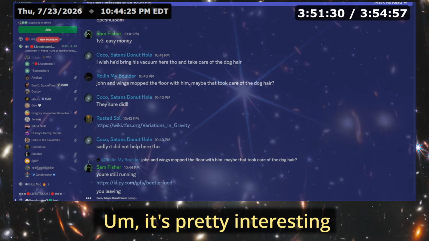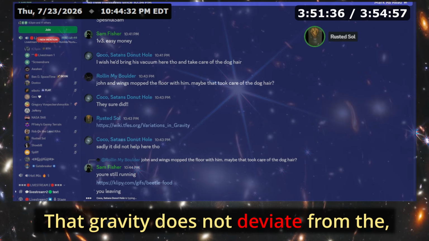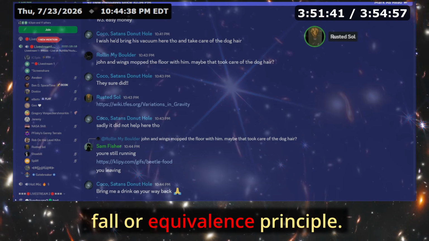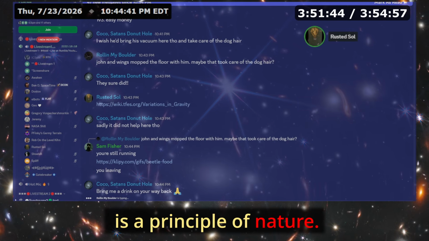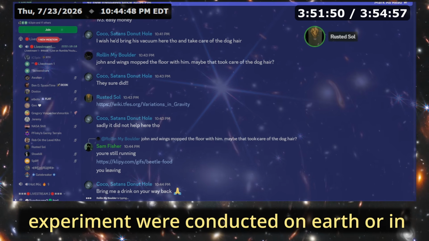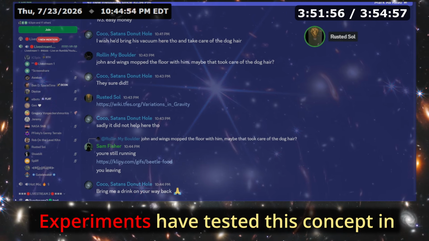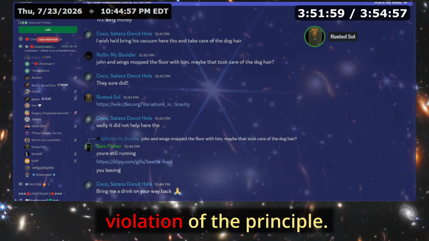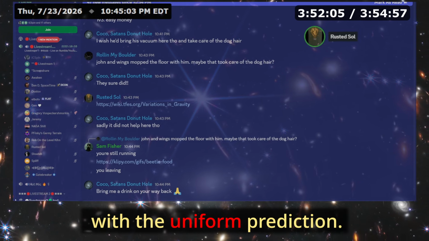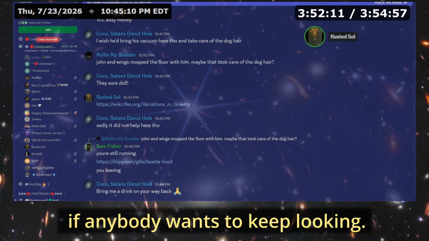It's pretty interesting stuff. Altitude tests: it's been found in experiments in various ranges that gravity does not deviate from the universality of free fall, or the equivalence principle. The equivalence principle is a principle of nature which says that gravity behaves as if the experiment were conducted on Earth or in a container which was accelerating upwards, supposedly not a local concept. Experiments have tested this concept at various scales without violation of the principle. Gravitational time dilation is in accordance with the uniform prediction. Okay, I could sit here and read forever, but I posted it in the side thing if anybody wants to keep looking. But whatever.